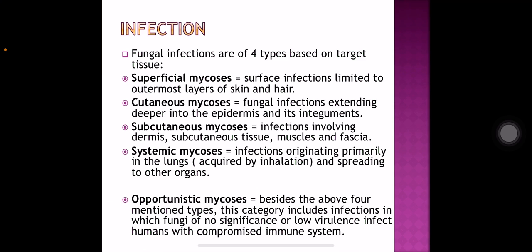And there is one fifth category which is known as opportunistic mycosis. It can be of any of the above four categories. An infection occurring under immunocompromised state is known as opportunistic mycosis, and such fungi are known as opportunistic fungi.